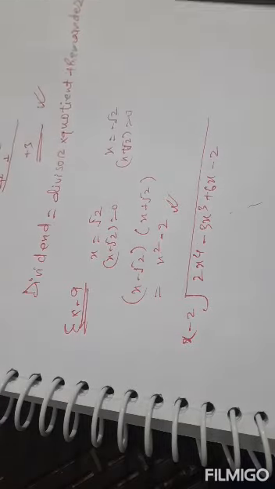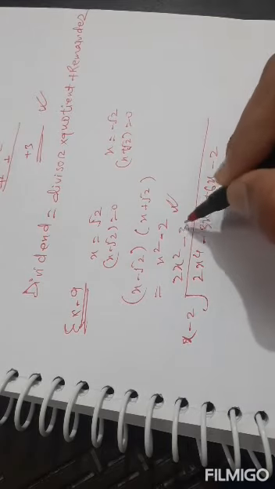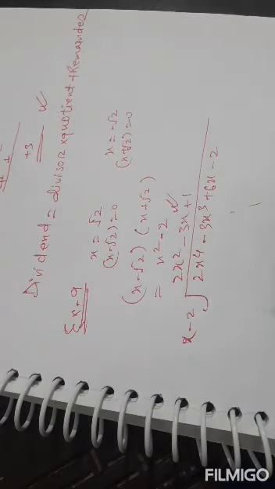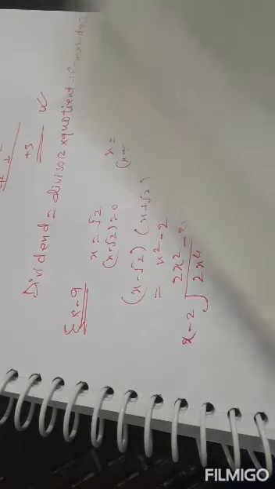You will get the quotient 2x square minus 3x plus 1, and remainder 0. So this is the method by which you can solve. All these questions are very easy. So I think you have got all the questions of this chapter.